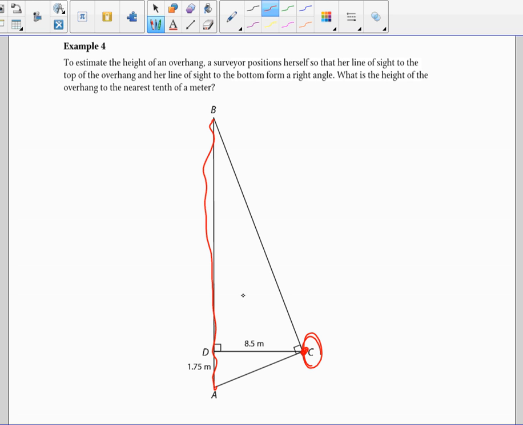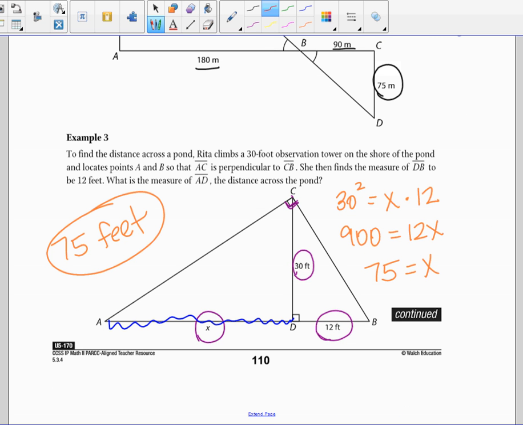So they don't give us these numbers in the problem, but obviously we can use them because they're in the picture. So she's obviously 8.5 meters from the overhang. That's our altitude. And then they've measured from where she went to the bottom of the overhang is 1.75. We need to find this so that we can find the whole distance. So this is very similar to the last problem because it's an altitude. So on that one, we do the same thing. Altitude squared equals left times right.